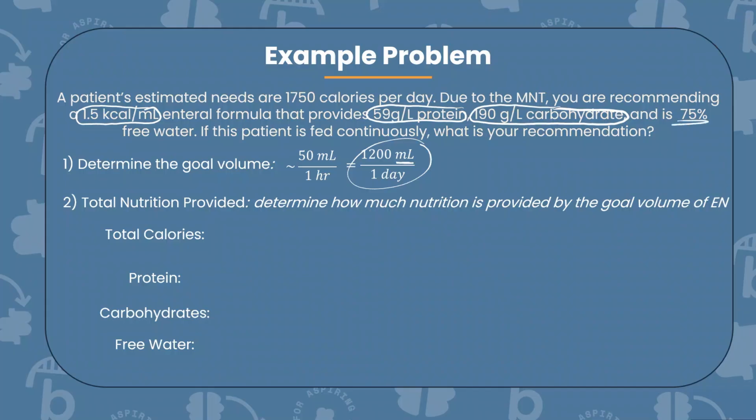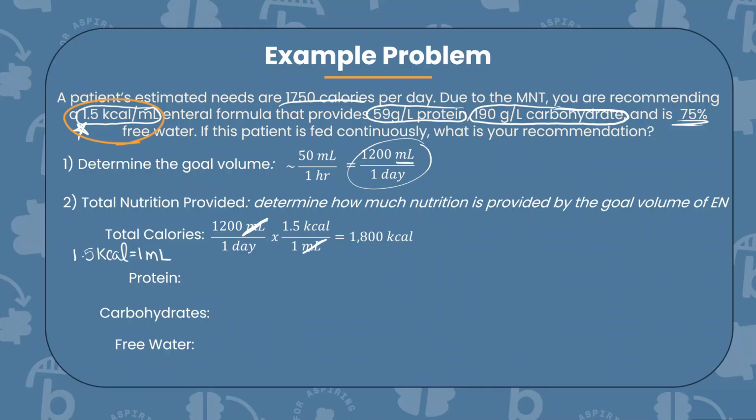And then we have a percent here for the free water, 75% free water. So to walk through this, let's look at calories first. This is the equivalent statement that we'll be using for calories. I'm going to write it out as an equal sign, again, that there's 1.5 kilocalories in every 1 milliliter of formula. And since we are giving 1,200 milliliters of formula, we can use the equivalent statement 1.5 kcals per milliliter to cancel out milliliters. That means we're giving 1,800 kilocalories per day, which meets the patient's needs of 1,750.